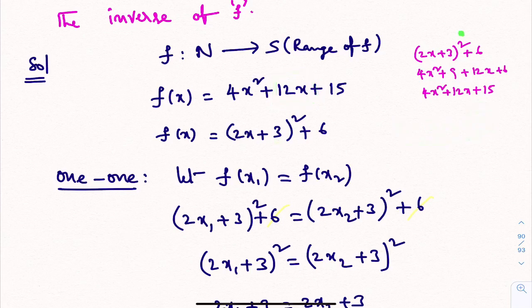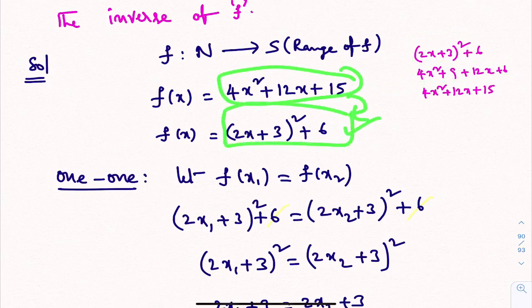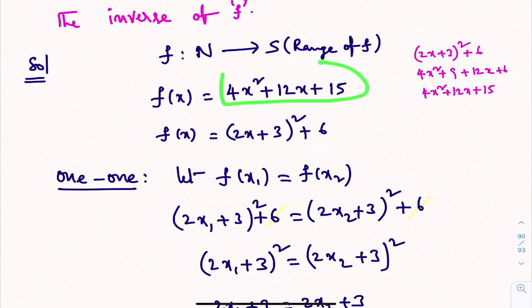Now what you will do, you expand (2x plus 3) whole square. You will get 4x square plus 12x plus 9. But here 4x square plus 12x plus 15 is there. Here I got 9. To get that 15, I'll add 6. I hope you are understanding. So with a little bit of practice, you can write this expression like this very easily.